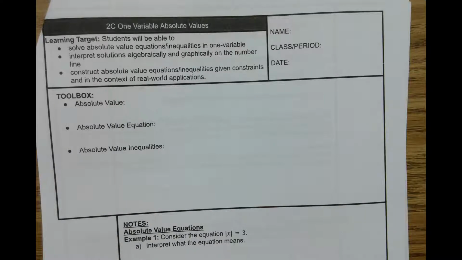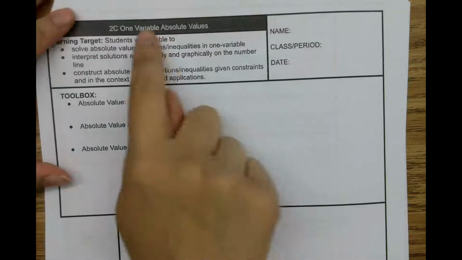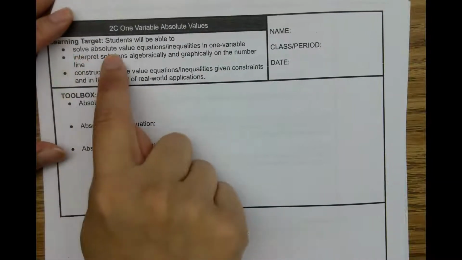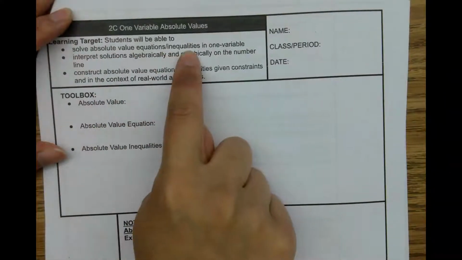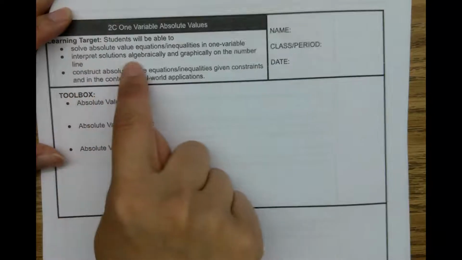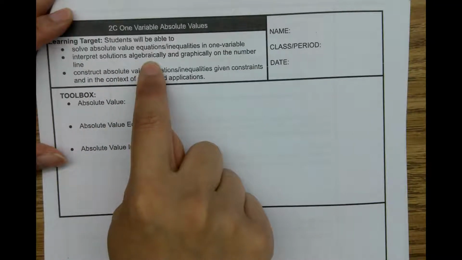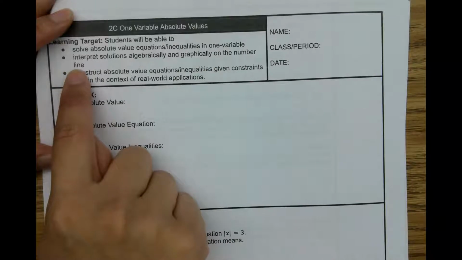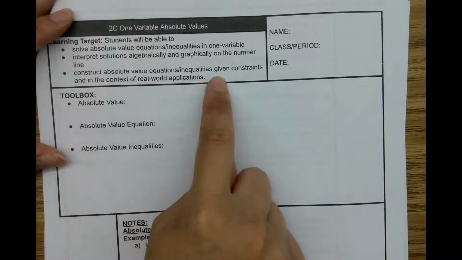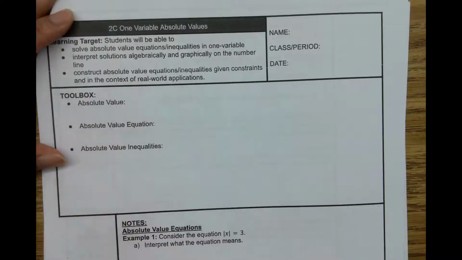Hi guys, so we are finally on our last learning target for Unit 2, and this is on one variable absolute values. By the end of our lessons for Unit 2C, you should be able to solve absolute value equations and inequalities with one variable. You should be able to interpret solutions both algebraically and graphically on the number line. And you should be able to construct absolute value equations and inequalities given constraints and in the context of real-world applications.